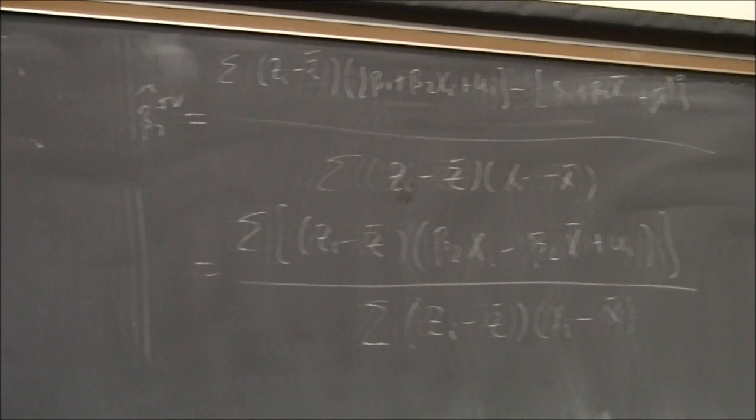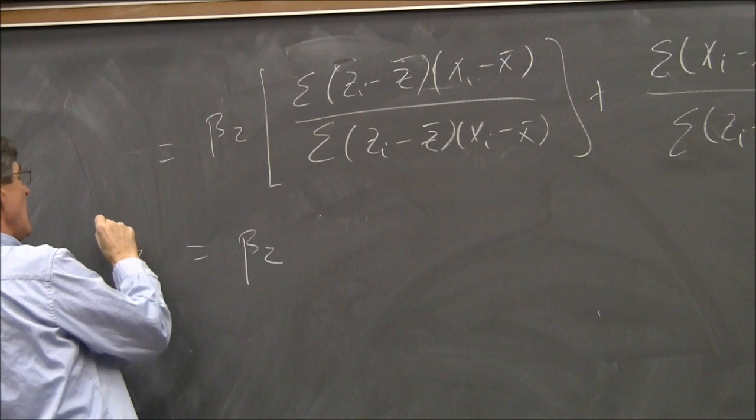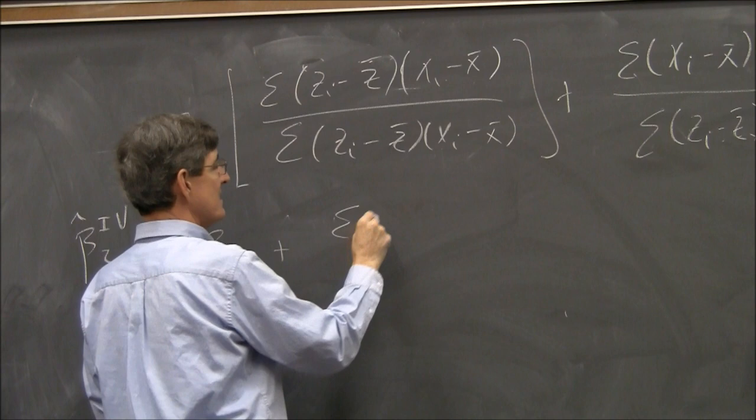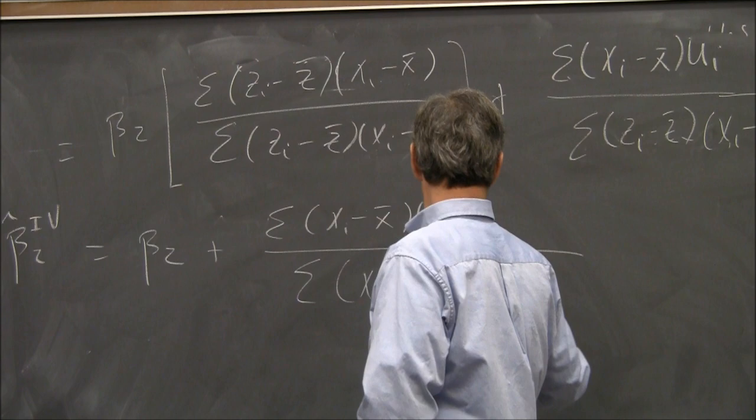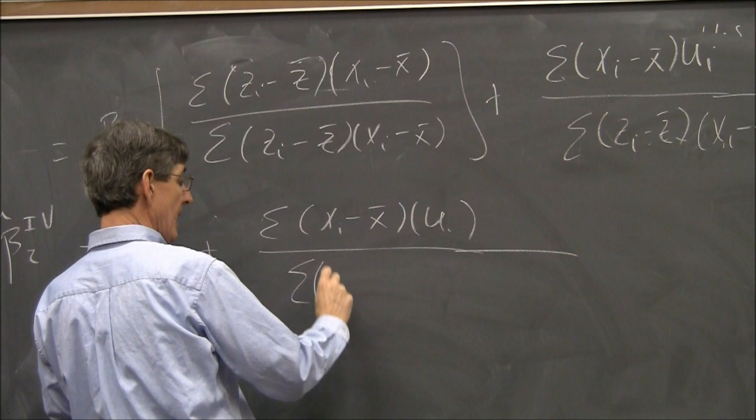But the thing in brackets is 1. So this is beta 2. So beta 2 hat IV is beta 2 plus the sum of the zi minus z bar times ui over the sum of zi minus z bar times xi minus x bar.